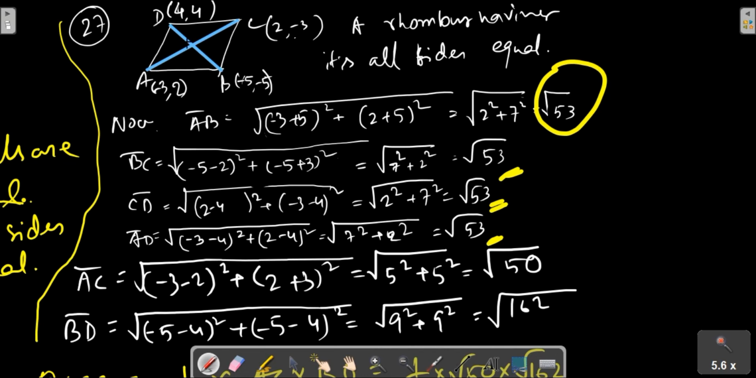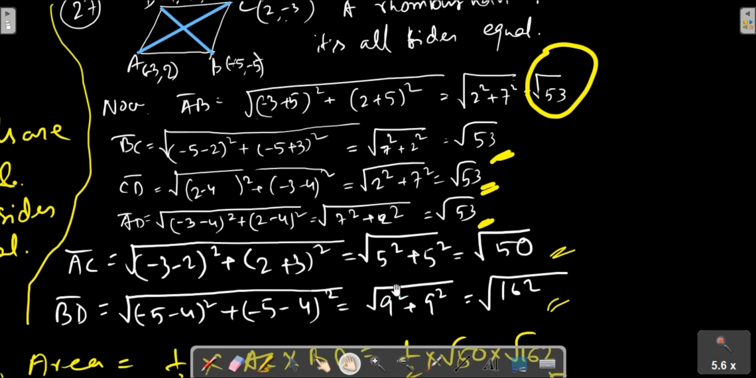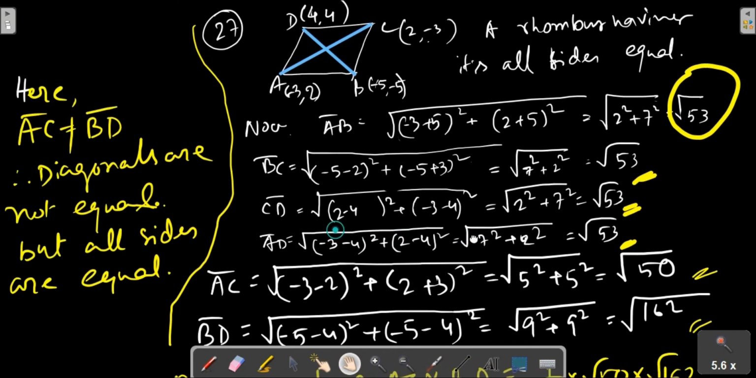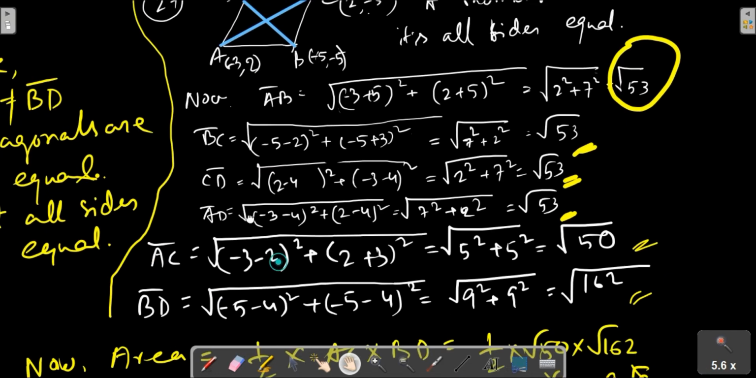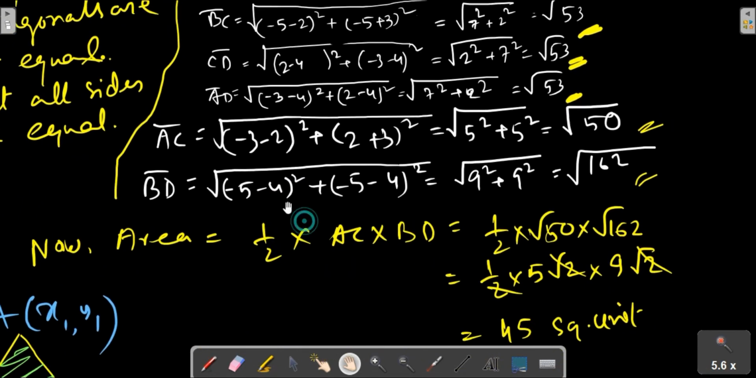You can find that one is root over 50 and one is root over 162. So now we can definitely say that it's a rhombus, as I have just written here: diagonal AC and diagonal BD are not equal, but all sides are equal. So it's a rhombus. Next, they have asked to find the area as well.